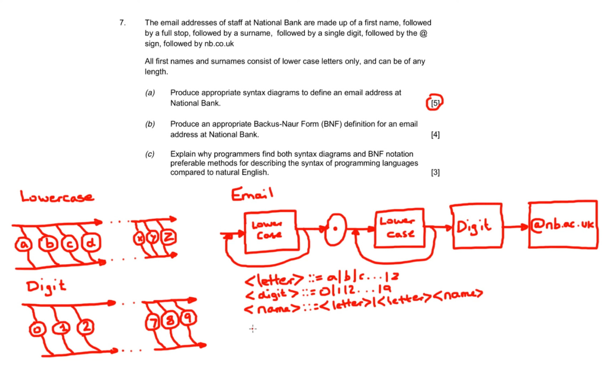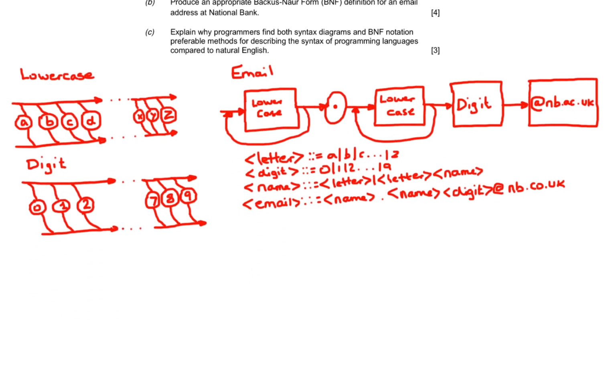All I need to do is declare it and add it all together. I make a non-terminal rule called email, followed by 2 colons and an equals symbol to assign the name non-terminal, which is recursive, followed by a full stop, followed by the recursive name again for my surname, followed by a single digit, and then @nb.co.uk as terminals. And that will get us 4 marks, 4 lines for question 7b.